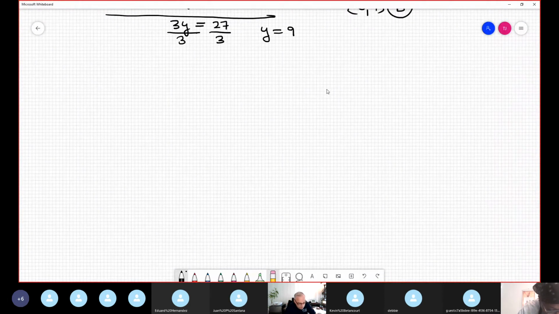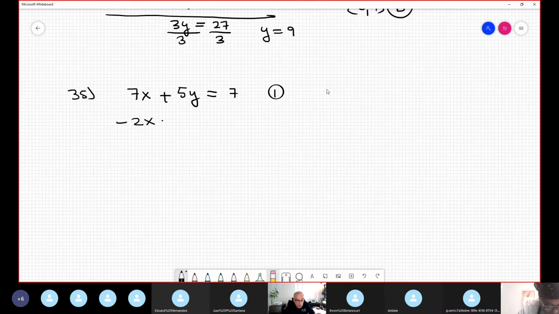35 is 7x plus 5y equals 7. This is my first equation. Minus 2x minus 3y equal negative 2. This is my second. Okay, similar problem. There is no reason to have a negative in the one equation. Let me erase this and change this to positive. This is equivalent.